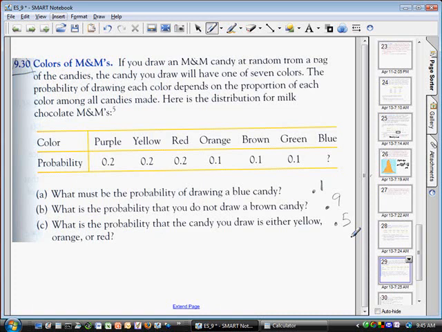What's the probability that the candy you draw is either yellow, orange, or red? Again, the key word is or. So yellow, 20%, orange, 10, and what was the other one? Red, 20. Altogether, doesn't that total up to 50%?